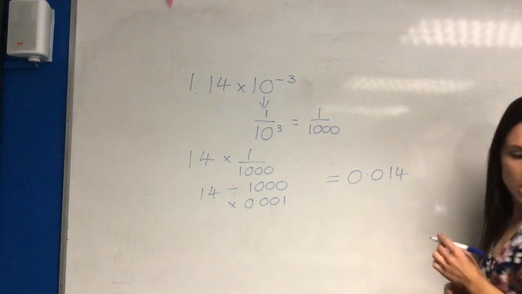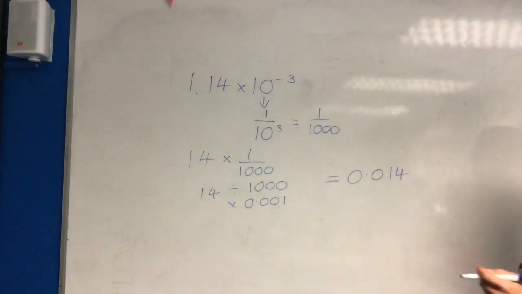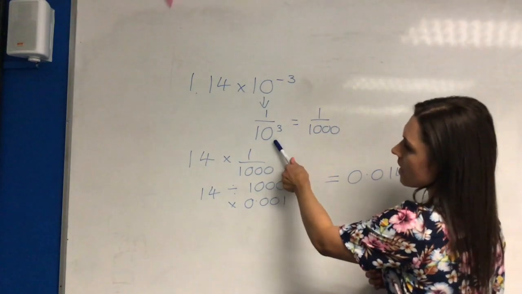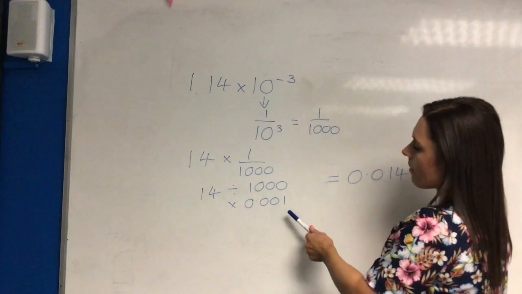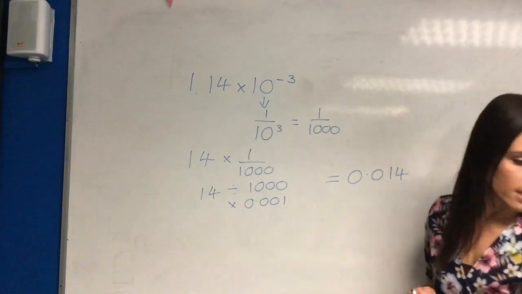0.014. So you would get 2 marks for that question, 1 mark for converting this into the right multiplier, and then 1 mark for your answer.